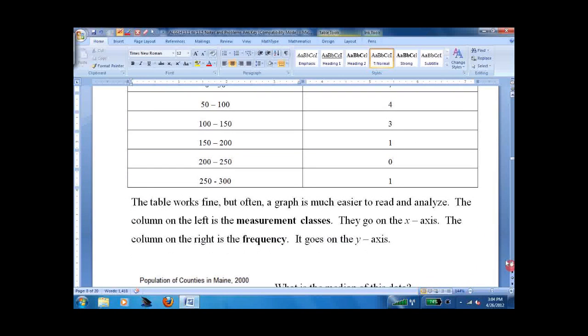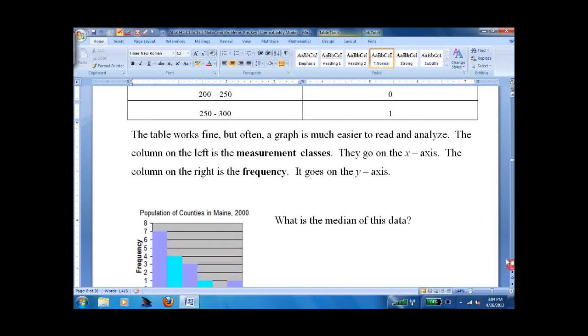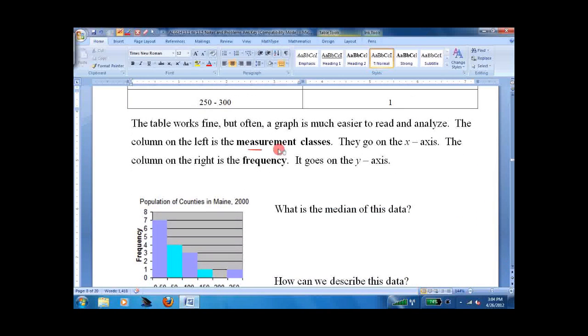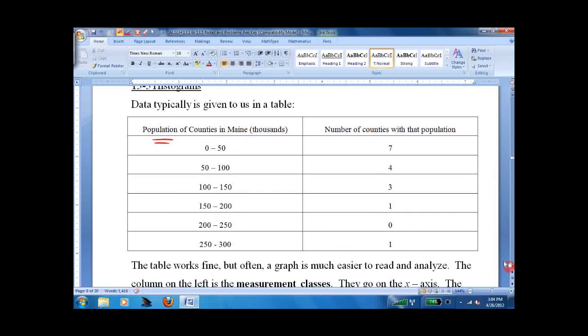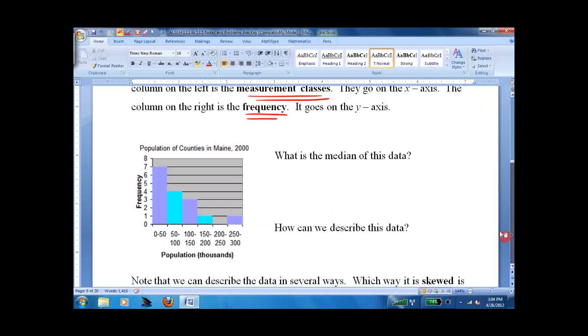We're going to use something called the histogram, which a lot of people are used to. So they break the data into 2 things, measurement classes and frequency. The column on the left are the measurement classes, between 0 and 50, 50 and 100. In this case, they're given to us. You can pick whatever you want. The ones on the right are the frequencies. How many times does that occur in each measurement class?